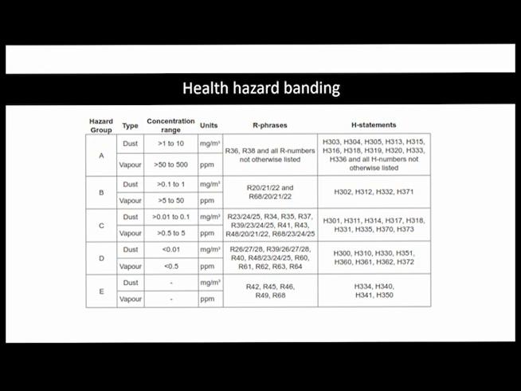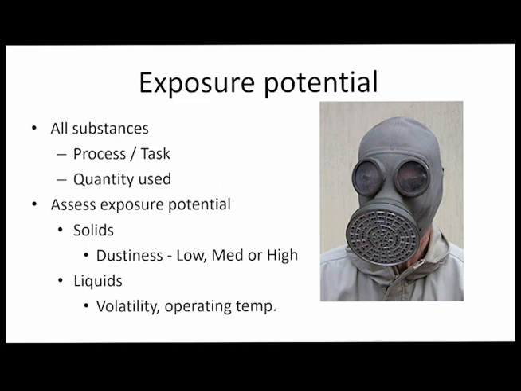So, if you have a look at this table at some stage, you'll see there's a concentration range. In the third column, it gives you a rough idea of the exposure levels or the workplace exposure limits that will be applied to that type of hazard. So it gives you a rough idea there of how that hazard banding works. On the next slide, it assesses the exposure potential.